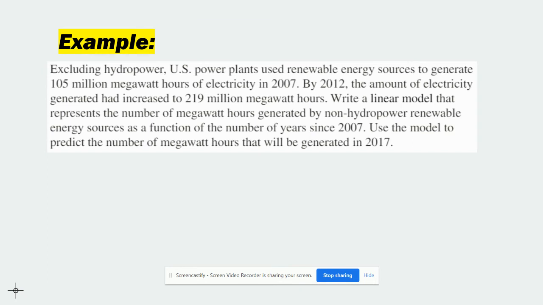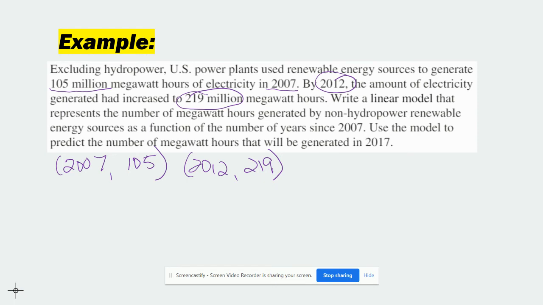All right, so we have this information about hydropower in U.S. power plants using renewable energy sources. We see that we have 105 million megawatt hours in 2007. Remember, time is usually going to be our x value. And so I'm going to put 2007 and 105, noting that's 105 million megawatt hours. And then we have 2012 is 219 million. So 2012, 219 million.